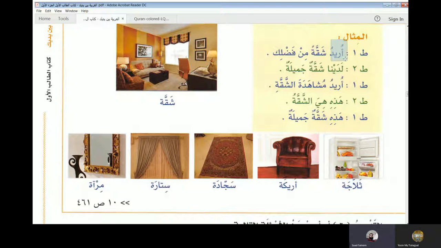Wait, listen, one thing. After the word أريد, the next word is always mansub, it has fatha. But in the next case, we don't have أريد, so the word will be written in its original form, with tanween at the end. Okay? So it's جميلة.